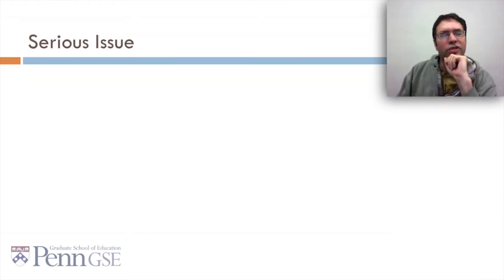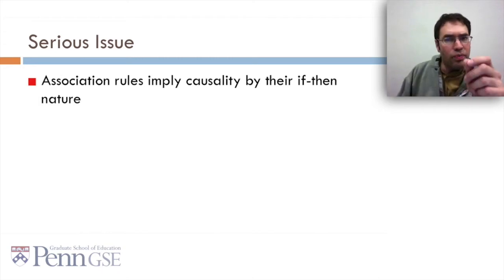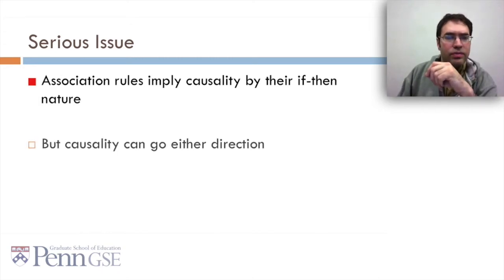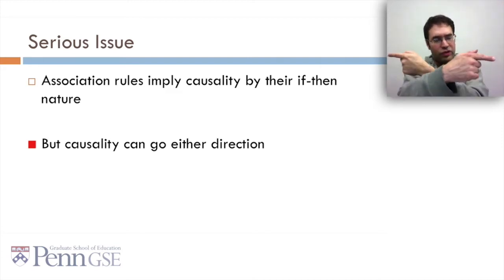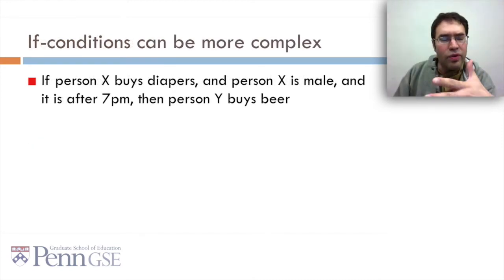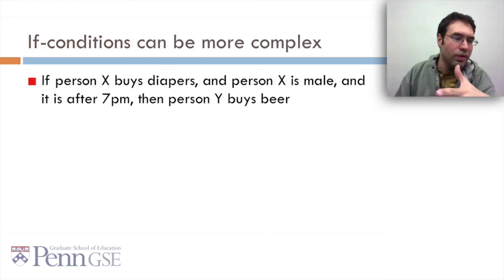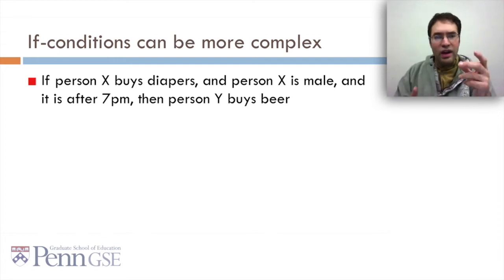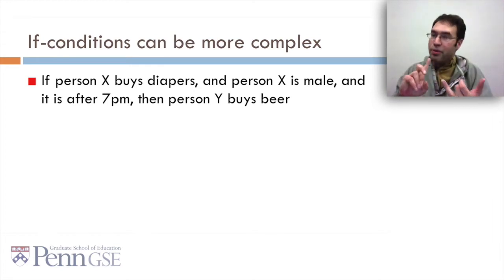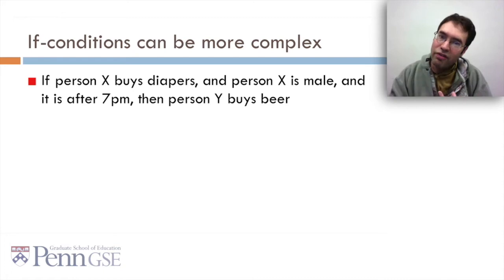I'd like to bring up a serious issue with association rule mining, and especially relevant to the previous lecture. Association rules apply causality by their if-then nature, but causality can go either direction. Now, when we make real association rules, the if conditions can be more complex. For example, you could say, if person X buys diapers, and person X is male, and it's after 7 p.m., then person Y buys beer.